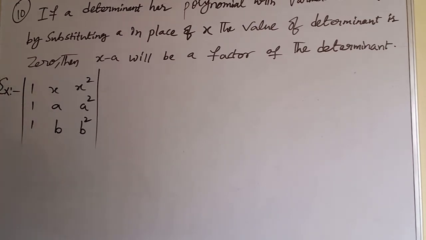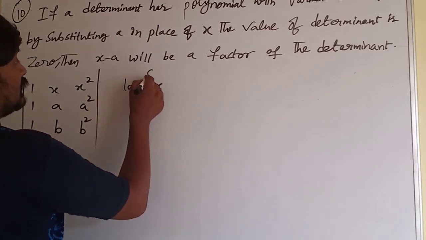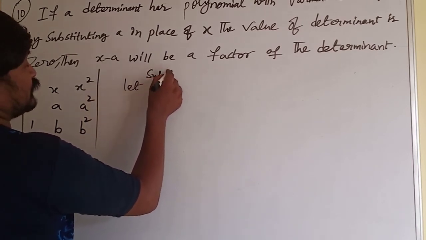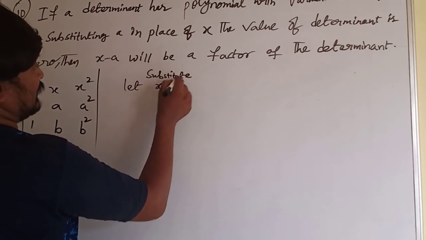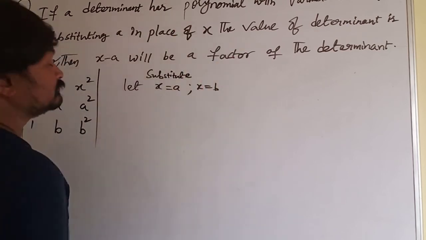So now here a and b both are there. So what I will do here is now let us substitute x is equal to a and x is equal to b.